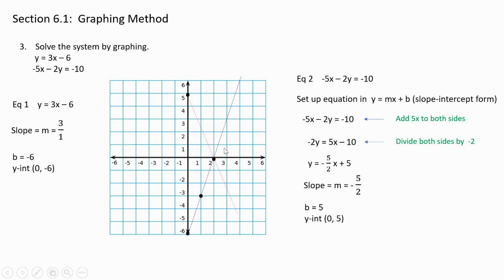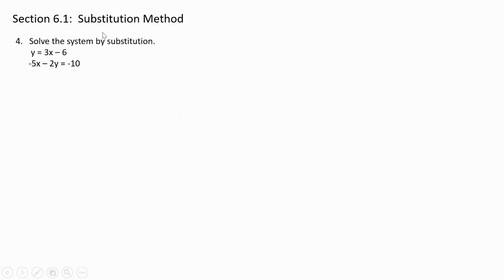So if we draw that line between the 2 points, this is a line. So for solving systems by graphing, you have to find out where the lines intersect. So this is my answer, which is (2, 0). The solution is (2, 0): 2 for x and 0 for y. Now, like I mentioned earlier, I'm going to solve the same system, but by another method, which is called substitution.